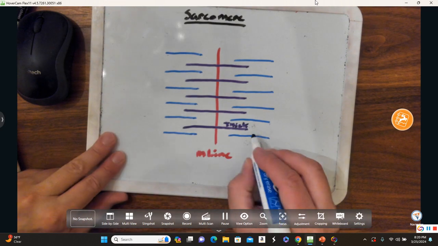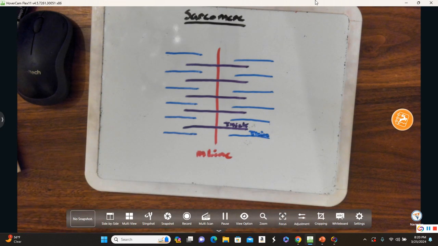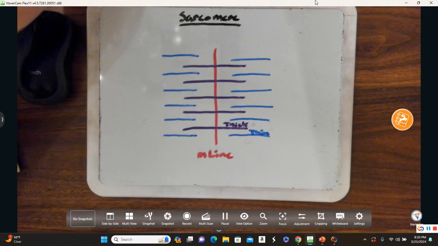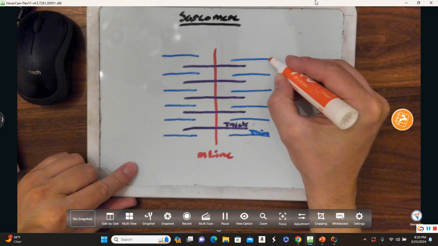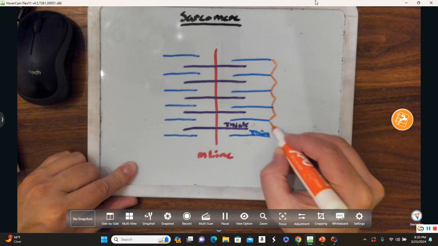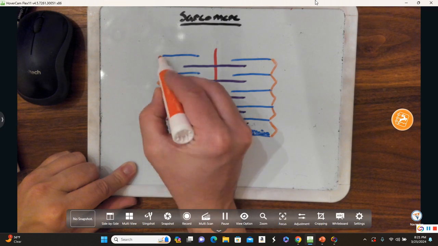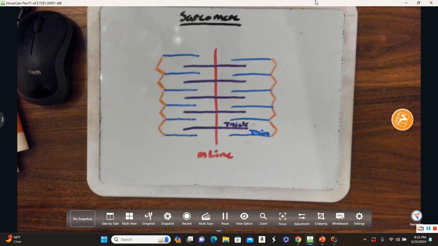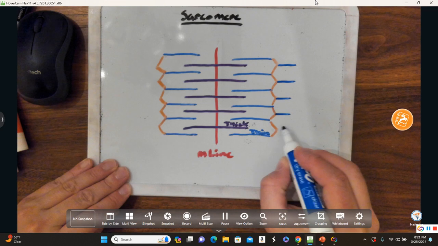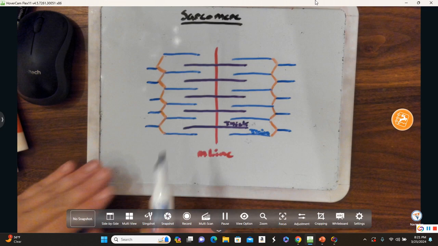Now, on top of one of these, let's write thin. These are thin filaments. So purple thick, blue thin. All right. Now I'm going to come over here and I'm going to take my orange marker and I'm going to draw like this. Then I'm going to draw this. Like that. Those are more thin filaments.